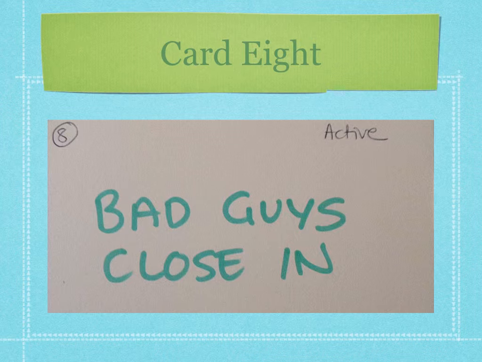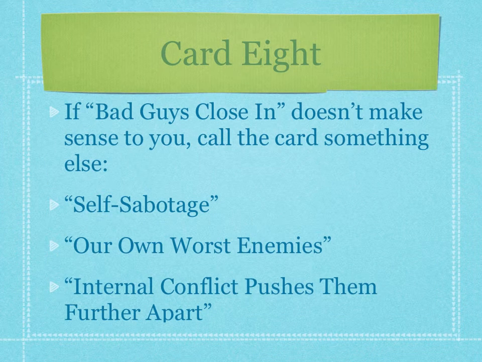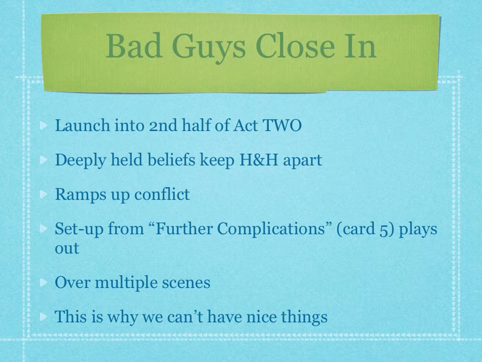So here's what works for me. Okay, if bad guys close in doesn't work, call it self-sabotage. Call it I'm my own worst enemy. Call it internal conflict pushes them further apart. And if all else fails, you can call it, this is why we can't have nice things. Okay? So, it's the launch into the second half of Act 2.